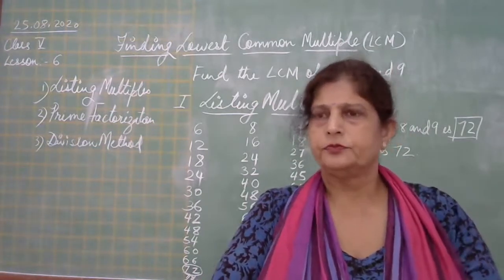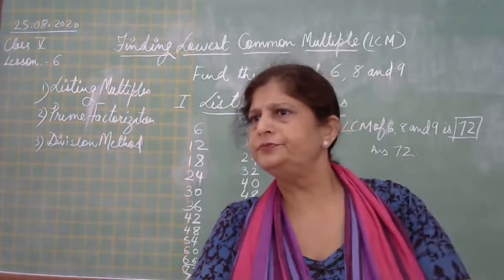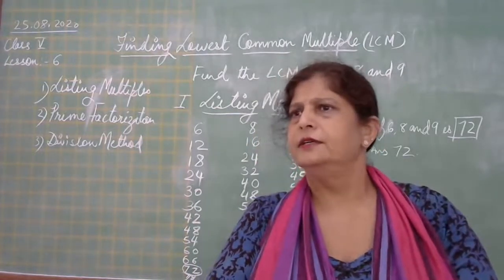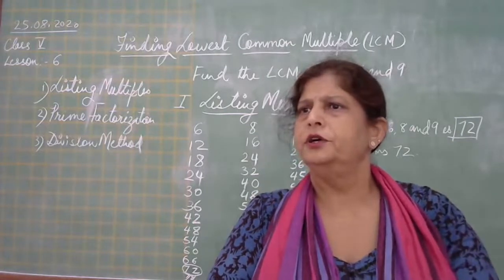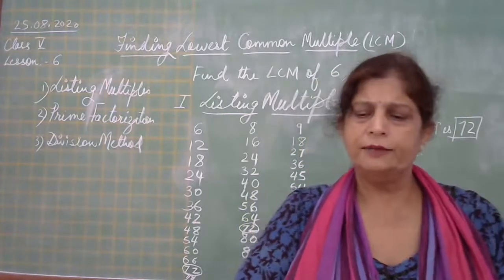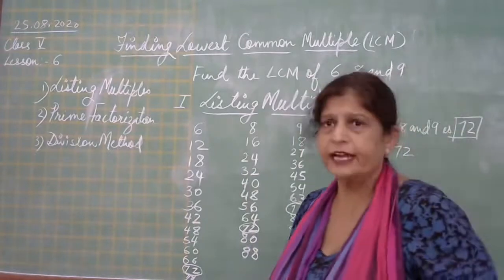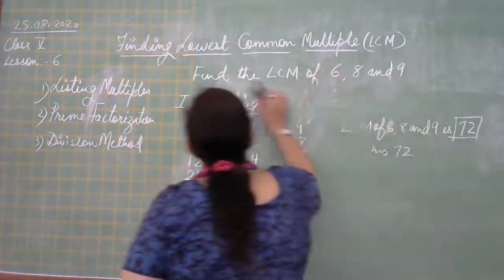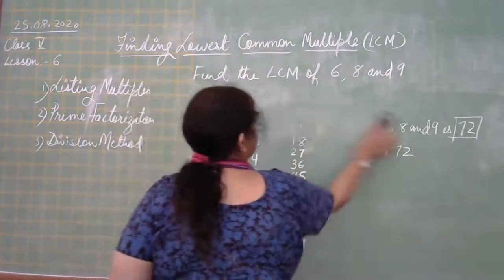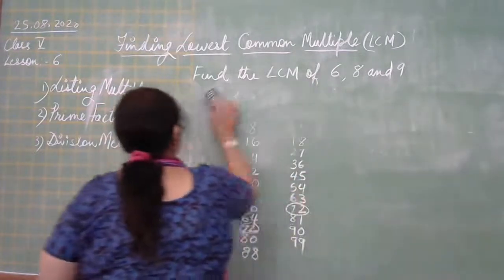Okay? I think it's clear? 72, yes. All of your writings are good. Yes, it is clear. Good. Good, children. Now, children, we come to the next method, that is prime factorization. Shall I write this now? We come to the next method, that is prime factorization.